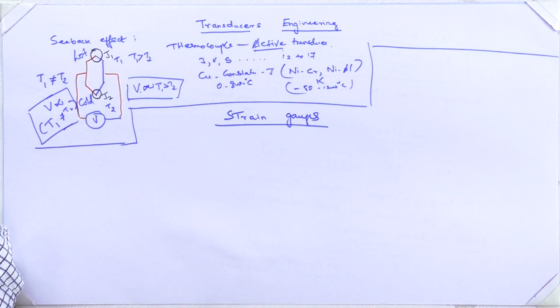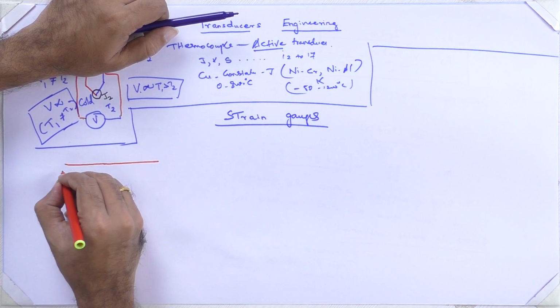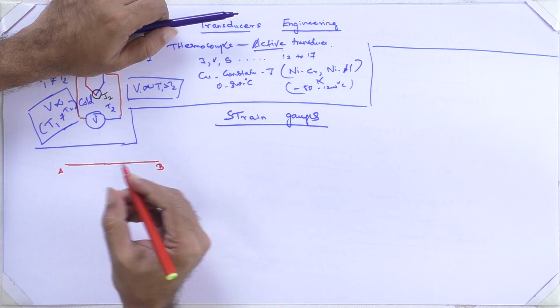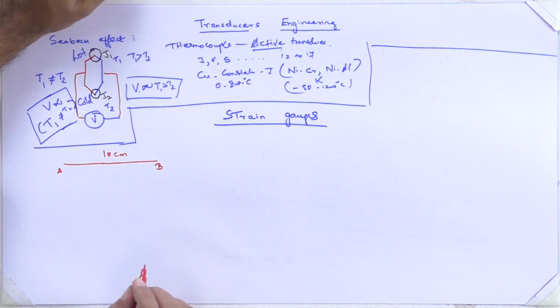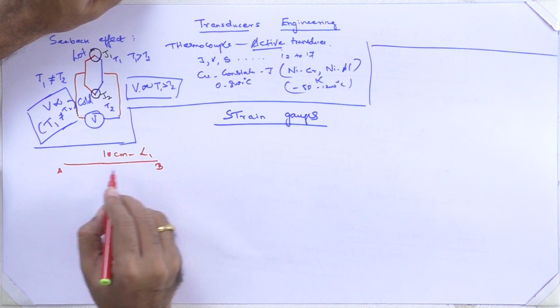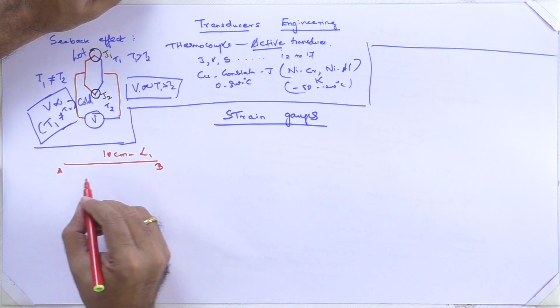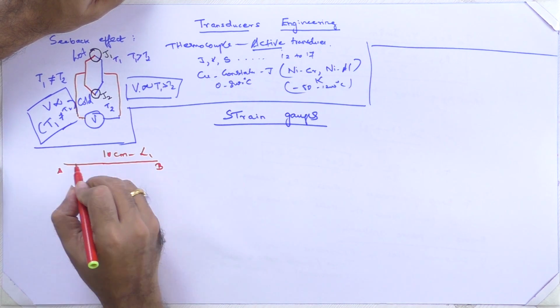Before we go into strain gauges in detail as a sensor, I will explain some basic physics principles. Now let's take a wire. Let us consider this is a wire AB. It has a length of 10 centimeters. This is the length L1. It is a wire made of copper.